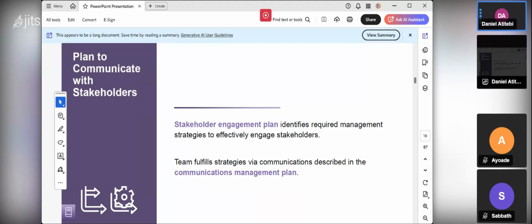Then you create another document again. The team fulfills the strategy via communication described in the communication management plan. You are going to create another document called the communication management plan.